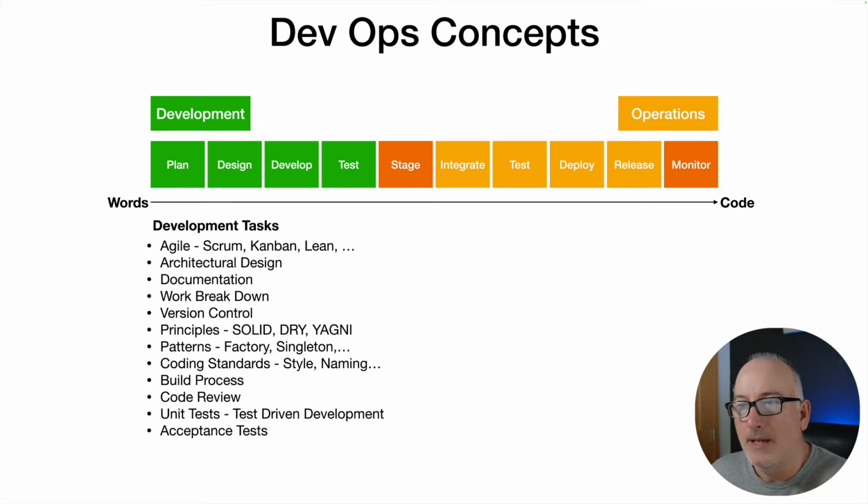For example, if you take a look at the development tasks here, this isn't a complete list, but these are some of the more common things that you'll hear software development teams talk about. They'll have a process like Agile, Scrum, you'll hear Kanban, Lean. A lot of times you'll hear architectural design being tossed around, or the team also has some documentation tasks or responsibilities, documenting software architecture or requirements and things like that.